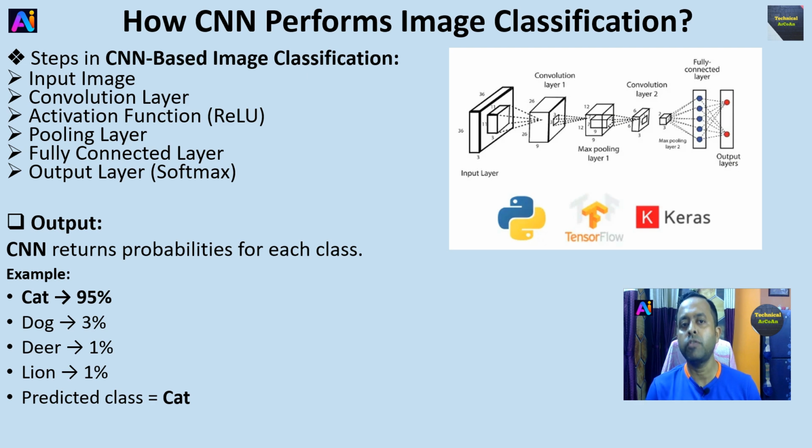So by the end of this video you will understand how CNN based image classification works and how to use a pre-trained deep learning model to predict the class of any image. Okay, so let's move to Google Colab and start building an image classification model using CNN.